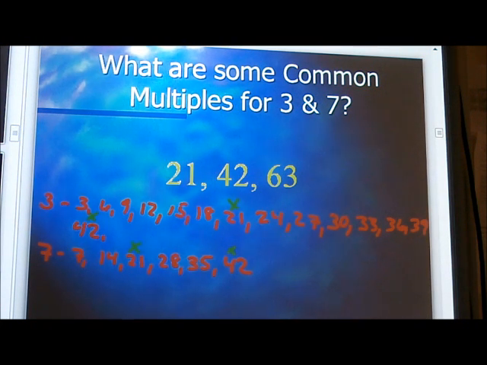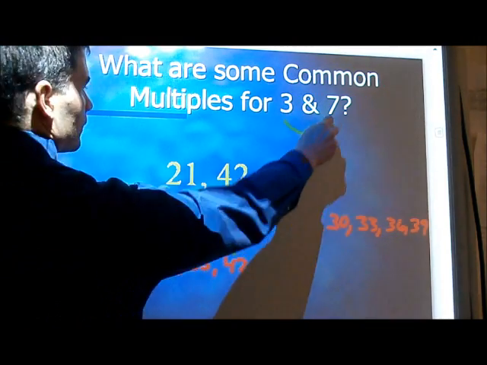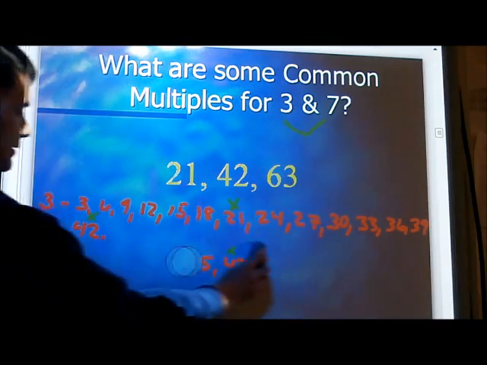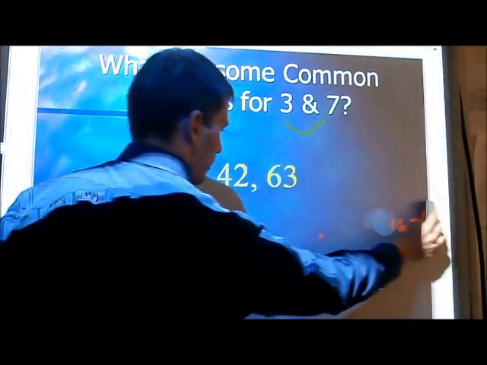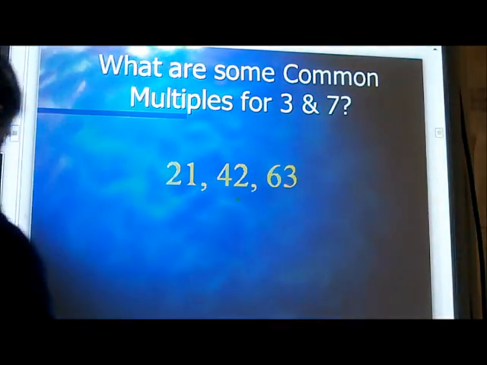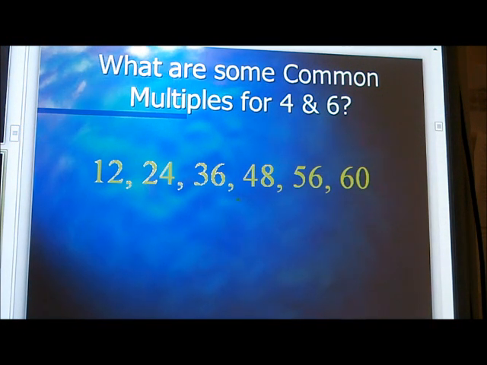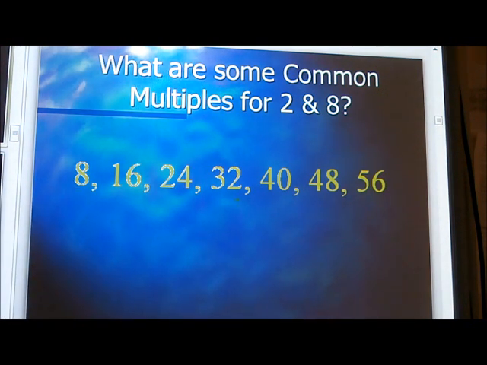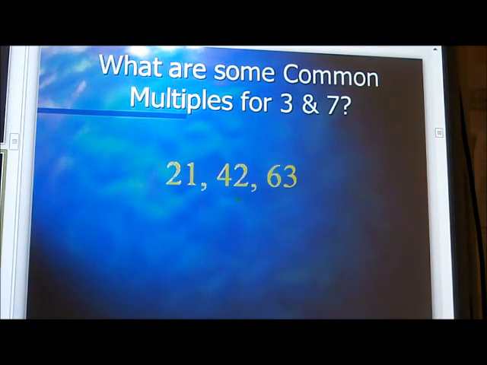Another really easy way to find a common multiple is you could take those two numbers and multiply them together, and you know that you're going to get a common multiple. Because 3 times 7 equals 21, and that's in our list. And if I go back a slide, 4 times 6 is 24, it's in our list. 2 times 8 is 16, it's also in our list. So that's an easy way if you're looking for a common multiple.